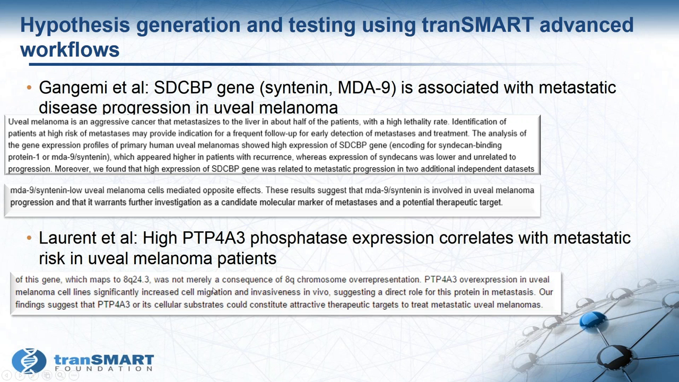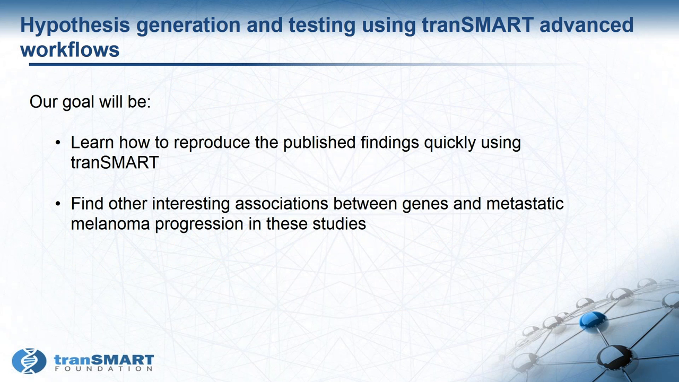We're going to focus on the second paper and use Gangemi's results to check if in this independent cohort of uveal melanoma patients, the PTP4A3 phosphatase expression also correlates with metastatic risk in these cancer patients. So our goal will be to learn how to reproduce the published findings quickly using tranSMART and find other interesting associations between genes and metastatic melanoma progression in these studies.